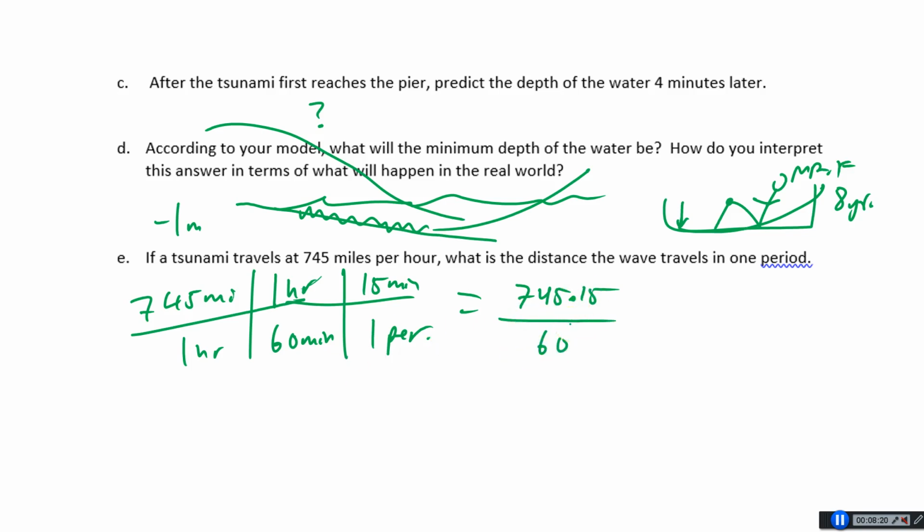All right, and again, I don't have my calculator on hand. 15 out of 60 is a quarter, so this is just 745 divided by 4. But that'll tell you how many miles it moves in 1 period, or in 15 minutes. And you'll find that these things move really fast and really far. 745 miles per hour, obviously very fast. It's close to the speed of sound, which is 763 feet per second. So I'm not sure how close this is to the speed of sound, but that's really fast.